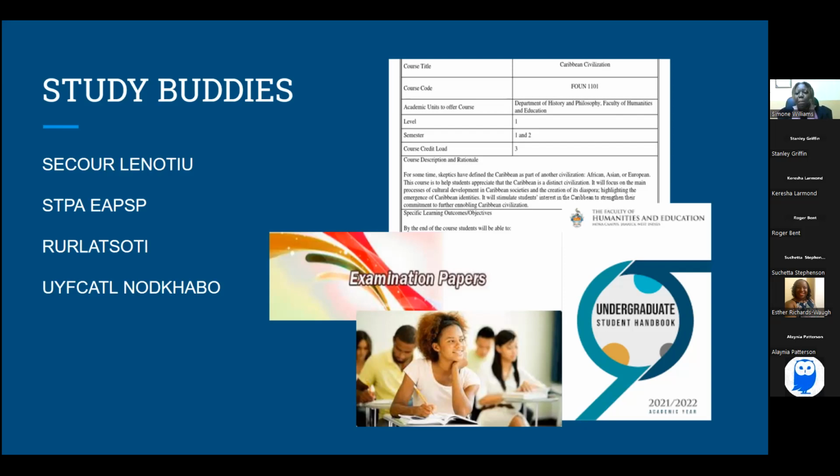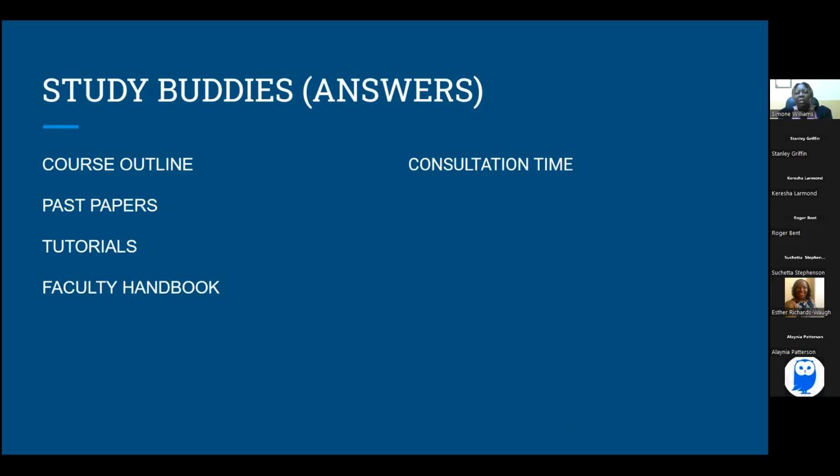Another 2-word accountability partner? Pardon me? Your faculty handbook, and Dr. Griffin mentioned that earlier. So there's no way you can start studying or should start studying without engaging with these beautiful accountability partners. So yeah, those are answers.